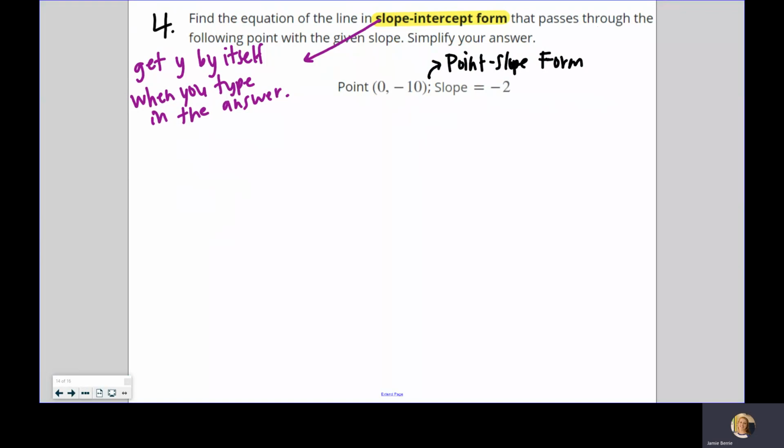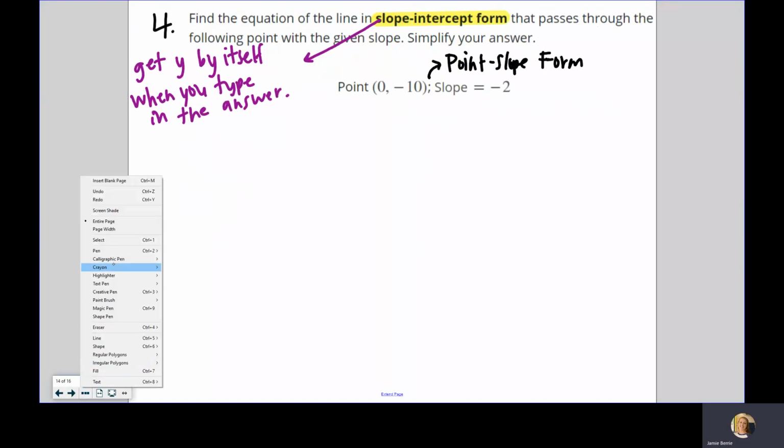All right, so we have a point, (0, -10), and then we have the slope, which is -2. I tried to pick a couple of variations for us to do of this problem. Ones where we had a positive slope, ones where we had a negative slope, and examples where we had a fraction for a slope, and different types of points here.